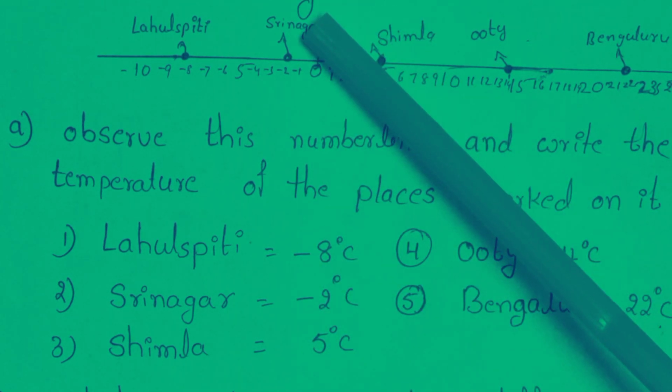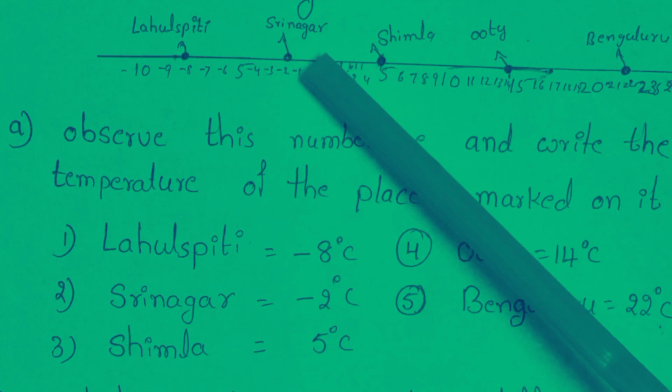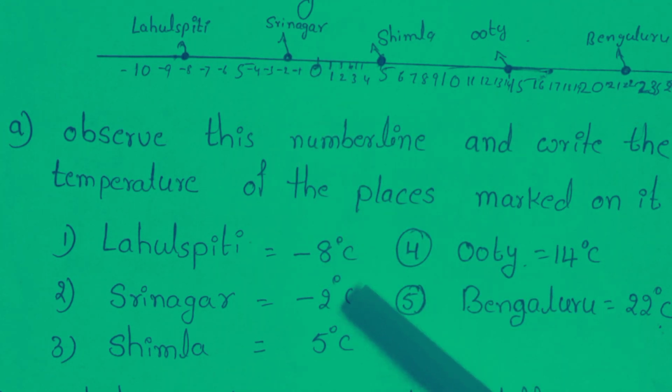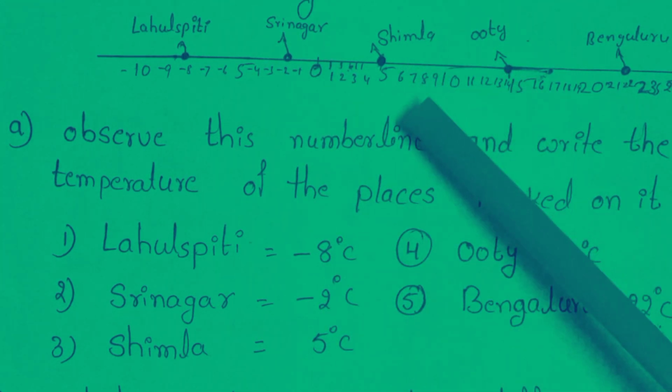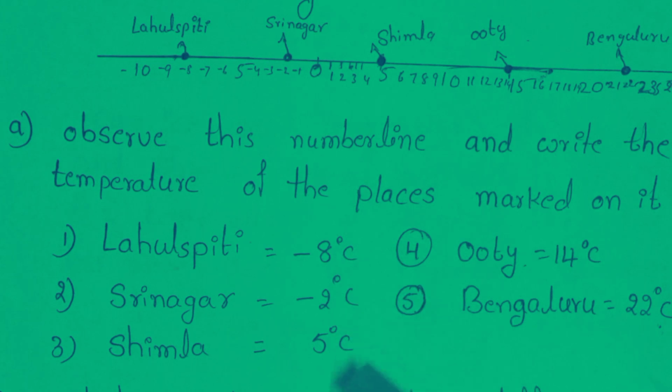And Srinagar. Where is Srinagar? Near minus 2 degrees centigrade. And Shimla. Shimla is 5 degrees centigrade. And Ooty. Ooty is 14 degrees centigrade. Bangalore is 22 degrees centigrade. This is the first question, the temperature of the places. Next, question B.